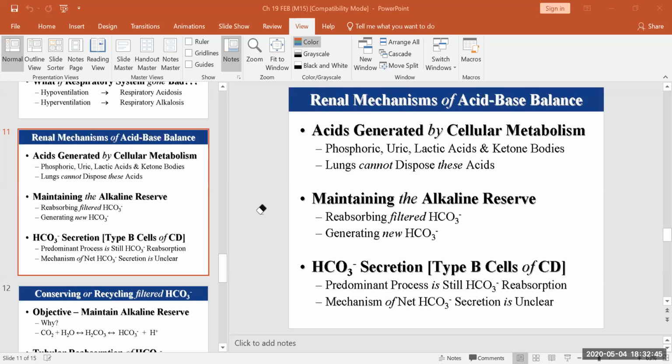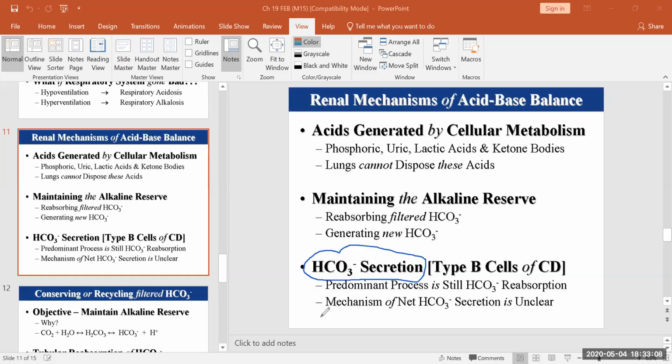So we take for granted our kidneys, but they are an amazing waste management system. There's also the concept of losing bicarbonate. So the body can also secrete that bicarbonate, but that's not the predominant process. The main process is bicarbonate reabsorption.